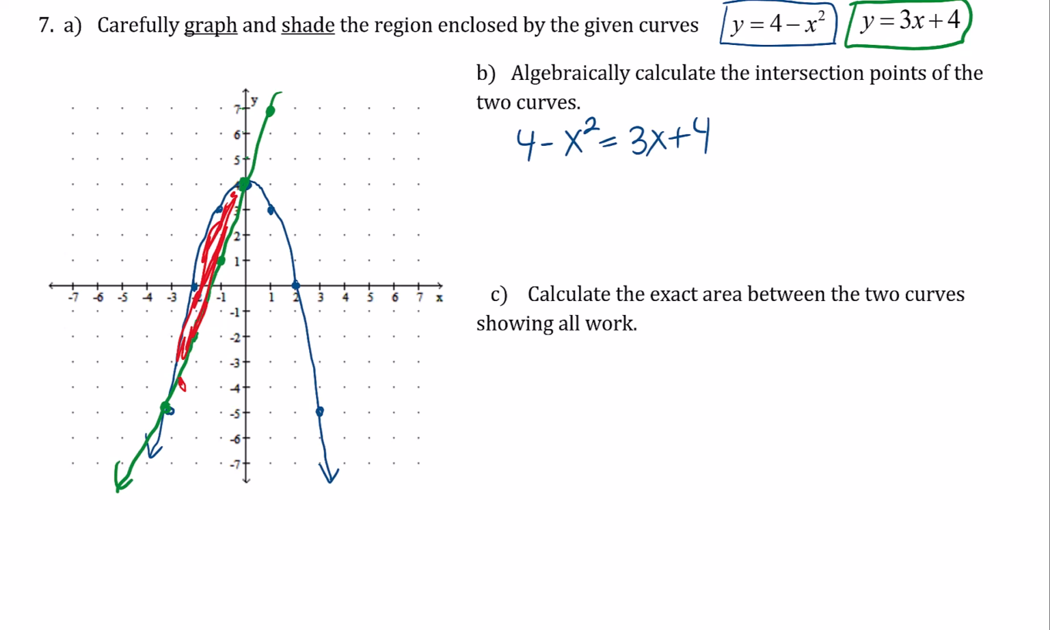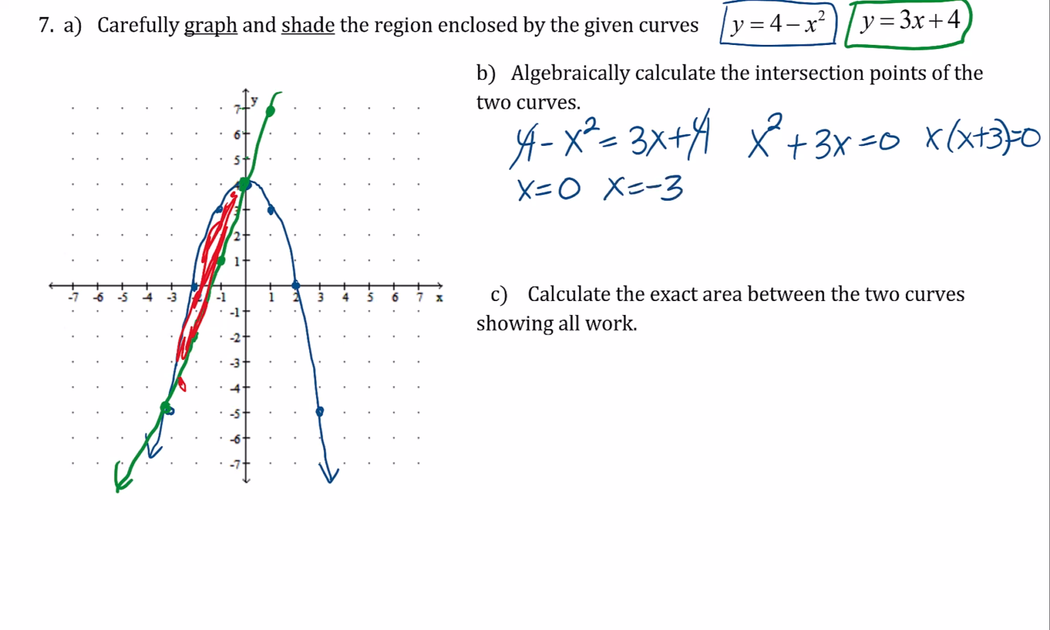I'm going to move things over to the left-hand side. Actually, the 4's are just going to cancel. If I move the x squared over, I'll have x squared plus 3x equals 0. So I can factor out an x. That'll leave me x plus 3 equals 0. So either x equals 0 or x equals negative 3.